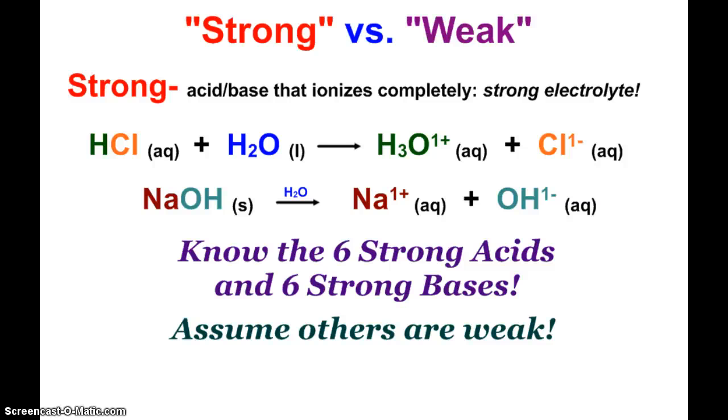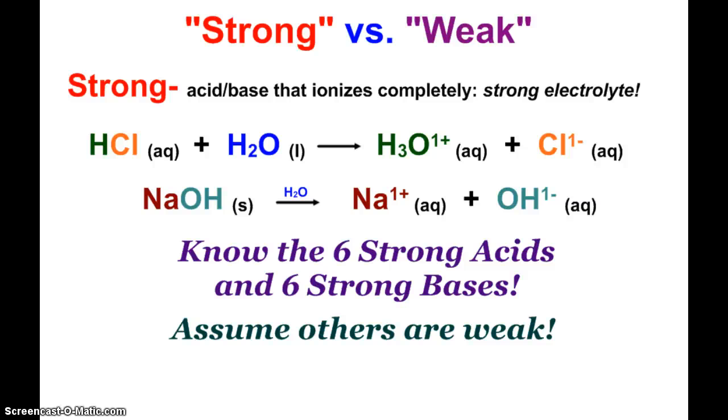A big concept here, though, and you kind of need to start remembering, is the difference between strong and weak. A strong acid or base ionizes completely in water, and it's what we call a strong electrolyte, like we saw the other day in the classroom. Conducts electricity very well. Hydrochloric acid, when put into water, completely ionizes. Hydrogen ions and chloride ions. The hydrogen ions, again, typically showing up as hydroniums. Sodium hydroxide, when you put pellets of sodium hydroxide into water, it completely breaks apart into sodium and hydroxide ions.